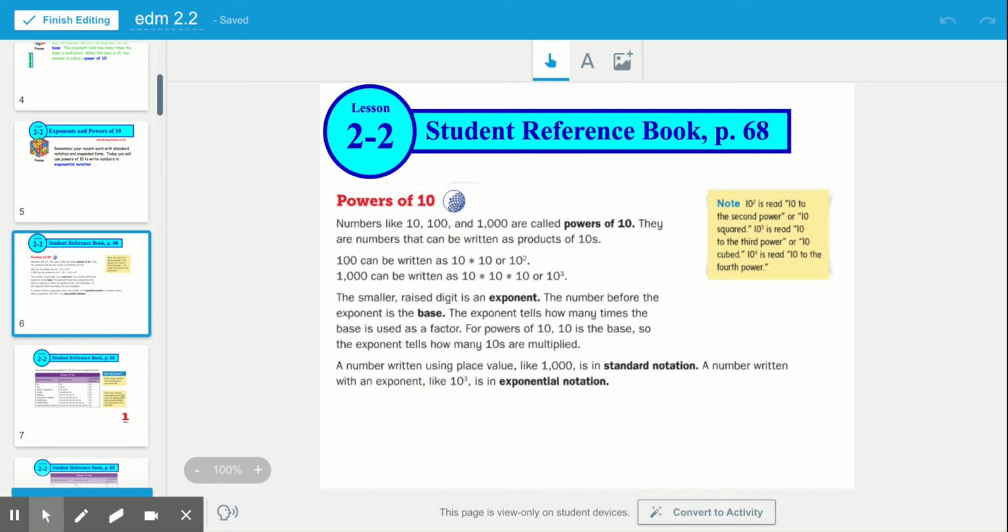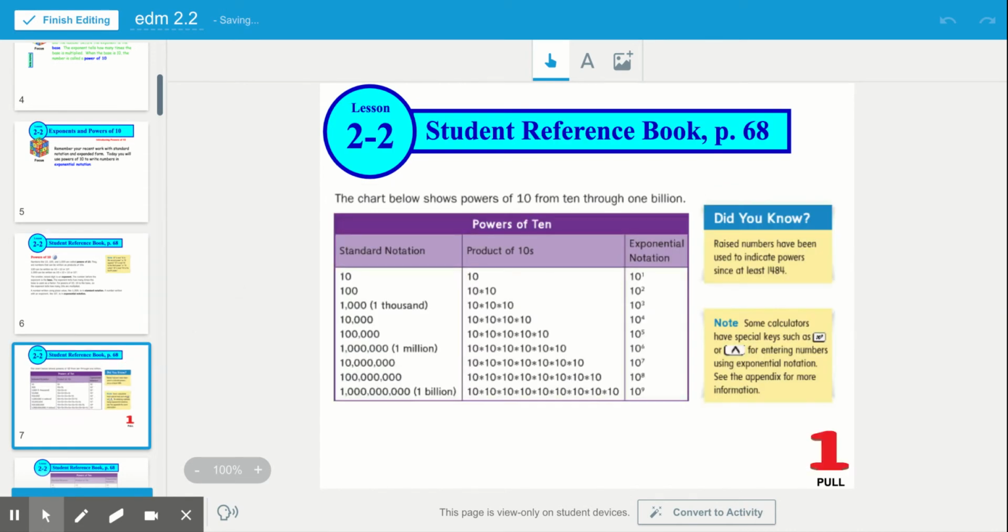Notice it says numbers like 10, 100, and 1,000 are called powers of 10. 100 can be written as 10 times 10 or 10 to the second power. That smaller number that's raised, like we said, is the exponent. And the normal number is called the base, the number before the exponent. This part down here, a number written using place value like 1000 is in standard notation. A number written with an exponent like 10 to the third is in exponential notation.